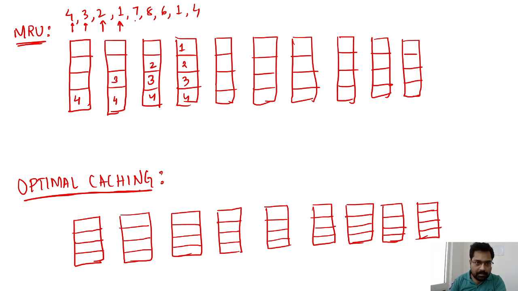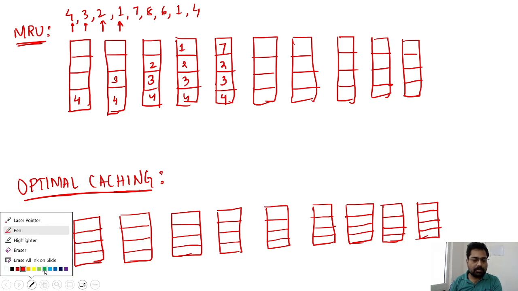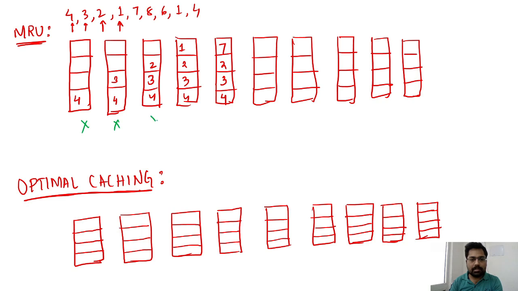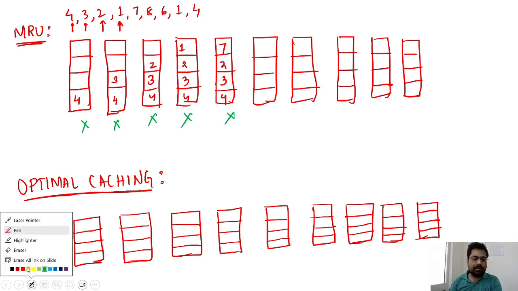Next 7 is coming. It is most recently used. So the most recent one is 1, so 1 will be replaced by this. Okay, next, though we are replacing, we must say it is a miss, it is a miss, it is a miss. The 4 are compulsory misses, and here also we are getting misses again.